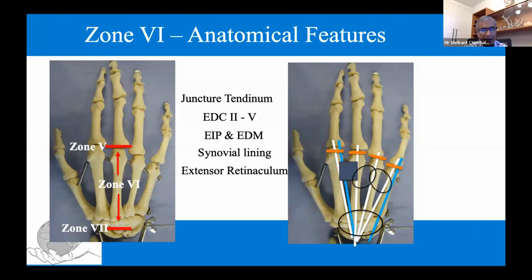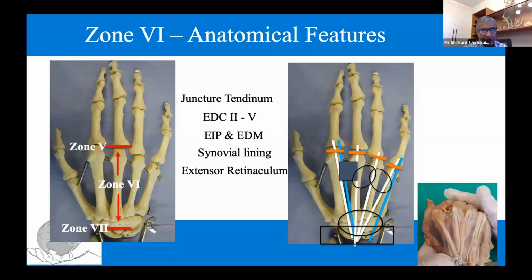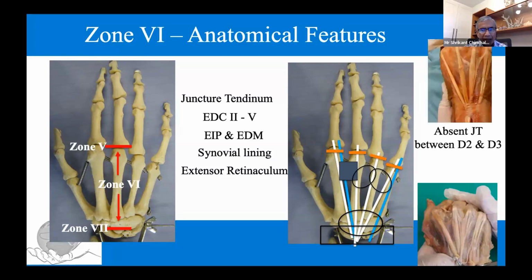And then proximally, we have synovial lining, and proximal to that, we have an extensor retinaculum. So from the wrist joint onwards to the metacarpophalangeal joint, that is termed as zone 6. Very interestingly, you will see that zone 6 is relatively a larger area.